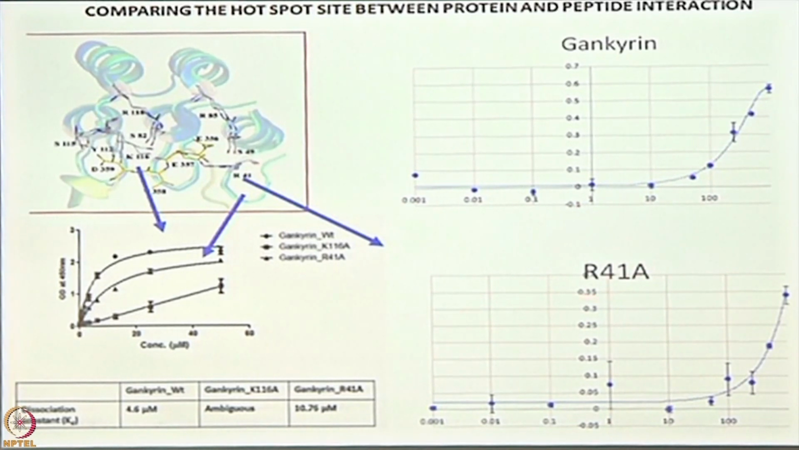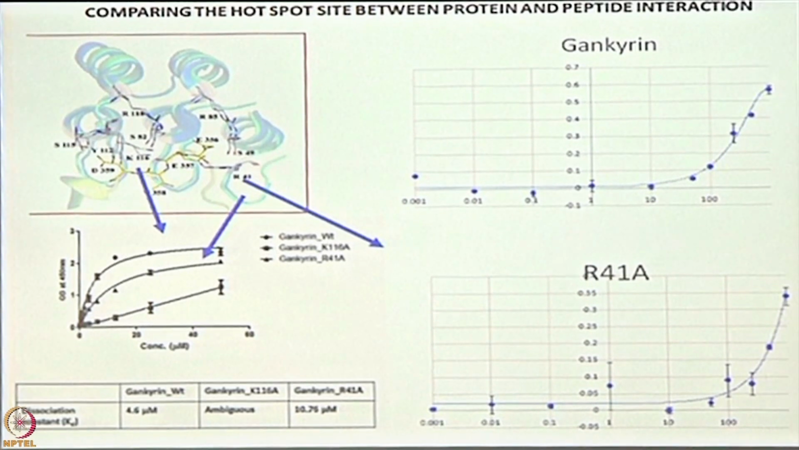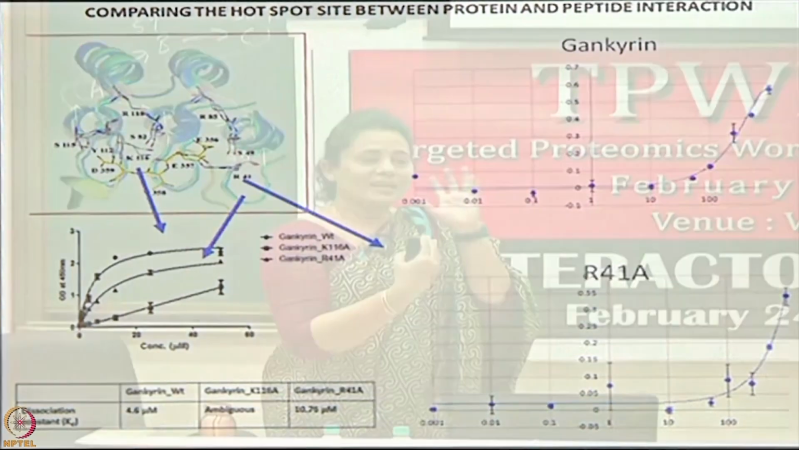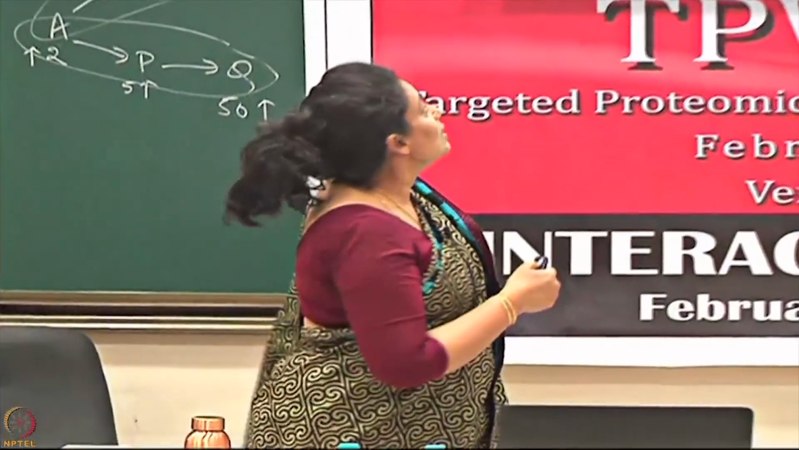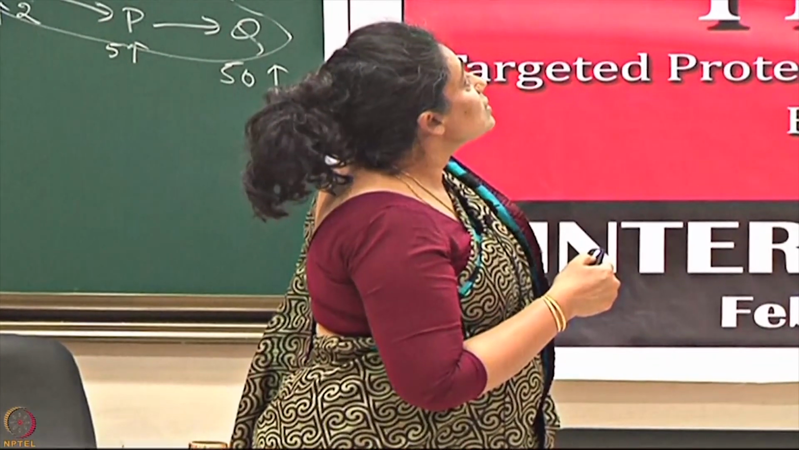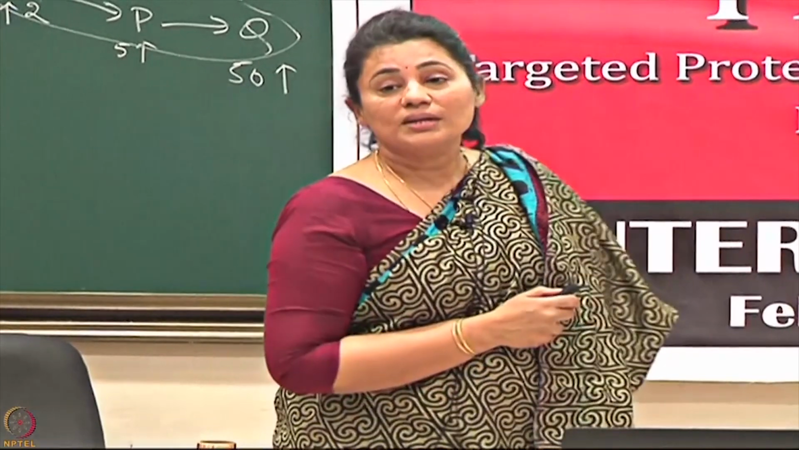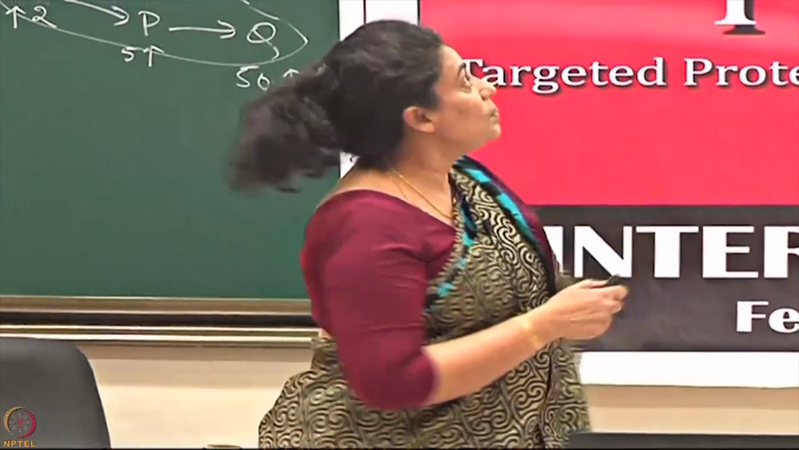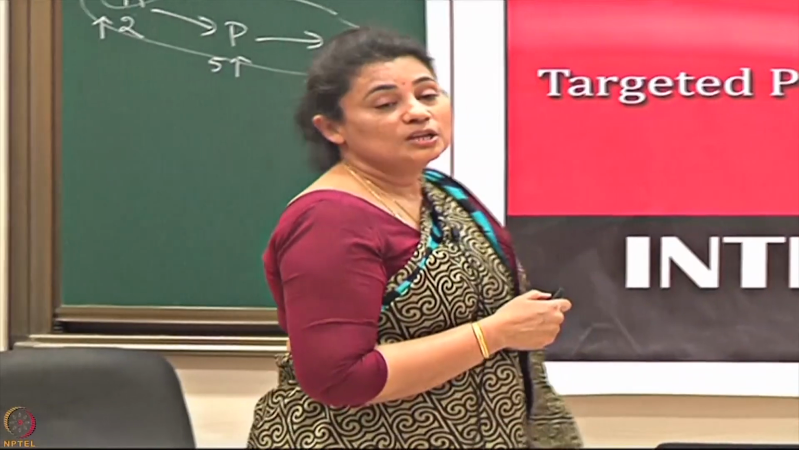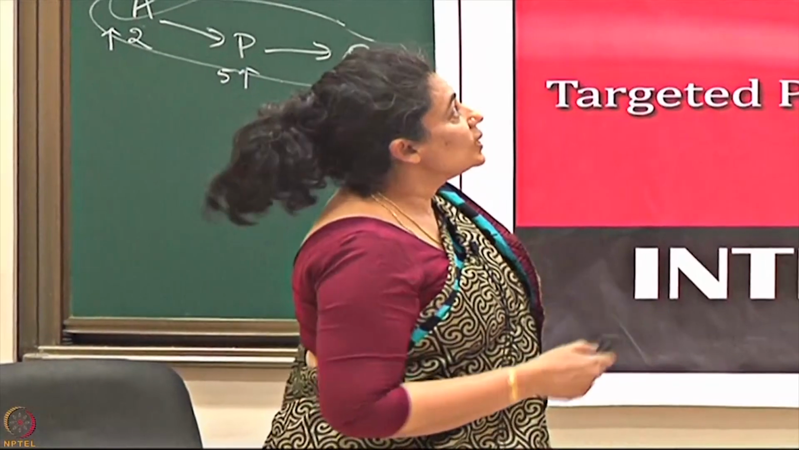And then you can mutate the same residue that we think is important for interaction from the ganchirin interface, because you saw that the S6 ATPase comes with EEVD. Other proteins are coming with EEVD in their sequence. Ganchirin uses lysine 116 and R41 to interact with the S6 ATPase. We believe that it will use the same residues to interact with other proteins as well as with the peptide.